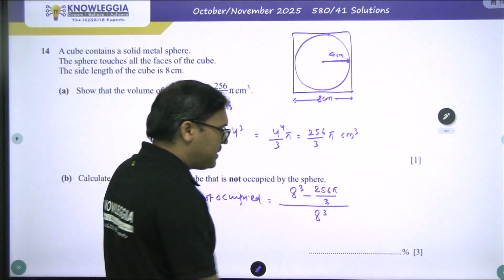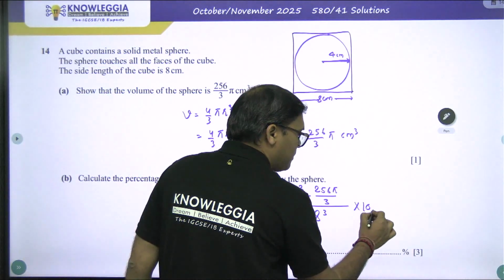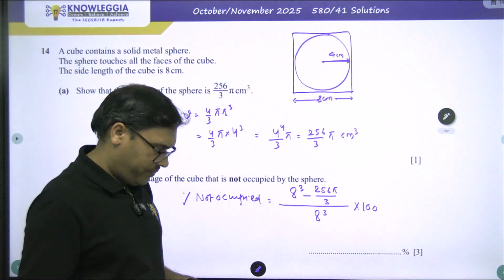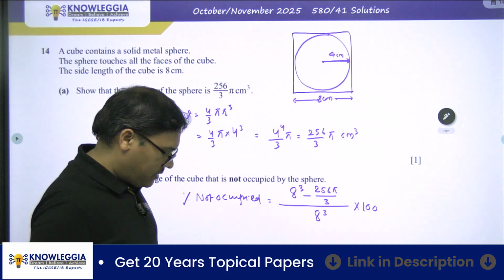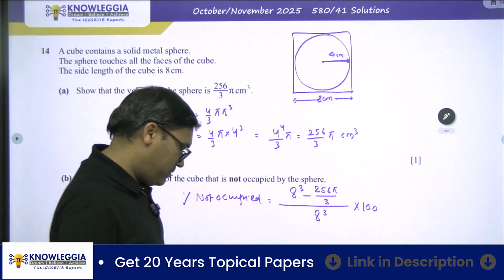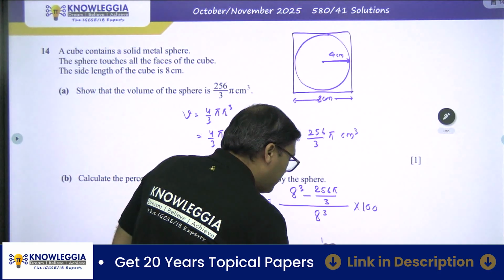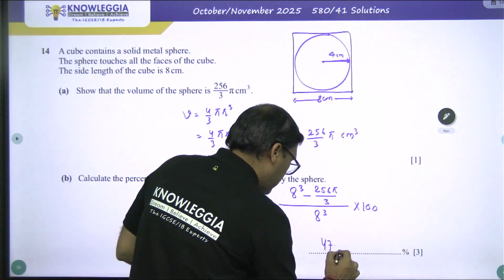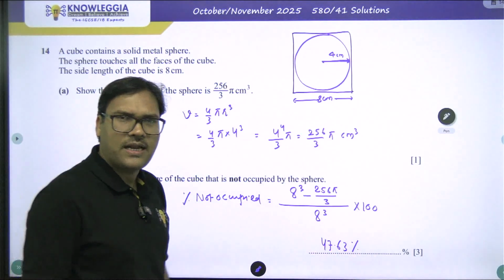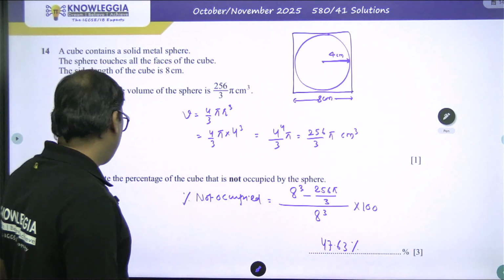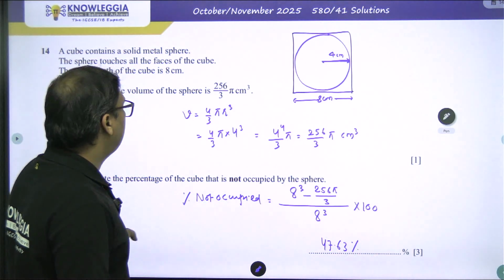So what is the percentage in 100? If you just put the value, you will see that this will be equal to, I'll just write the value, 47.63%. Okay, you can just put the value in the calculator and check the answer. Now let's move to the next question.